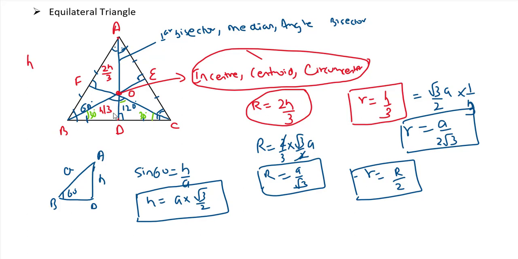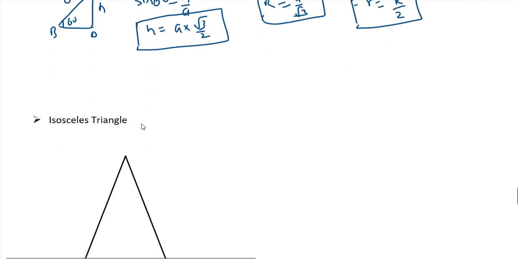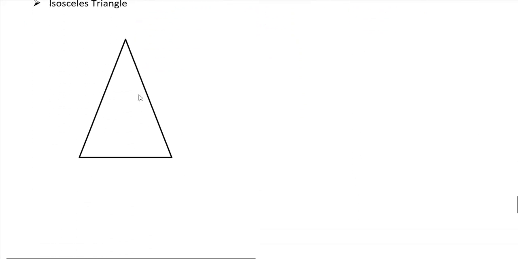Okay. Let us now move ahead to our next triangle, which is the isosceles triangle. As I have explained previously, if the lengths of any two sides are equal, then such a triangle will be an isosceles triangle. So in this figure, the lengths of these two sides are equal. So the angles made by these two sides with the third side will also be equal. So if this angle is theta, this angle will also be theta.